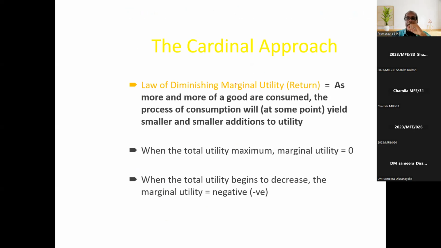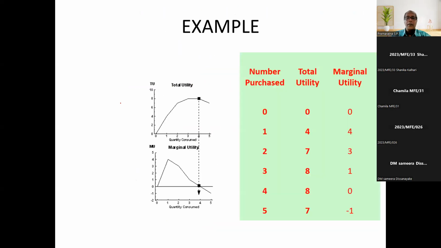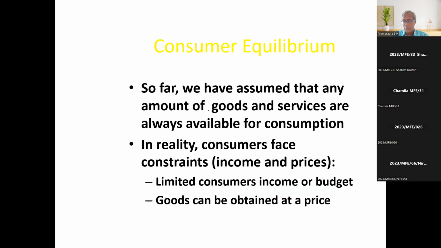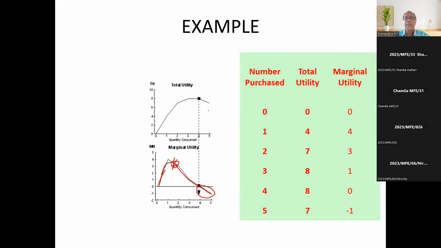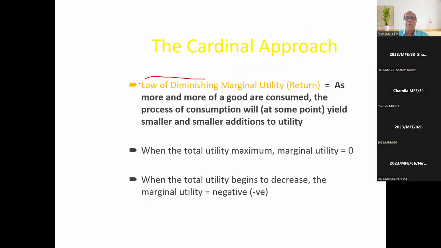And, when you look at the cardinal utility approach, here the marginal utility function goes like this. There is the positive slope and the negative slope, the negative marginal utility. At this point, the diminishing marginal return starts. So why is diminishing marginal return important? We have to understand the law of diminishing marginal return or marginal utility.